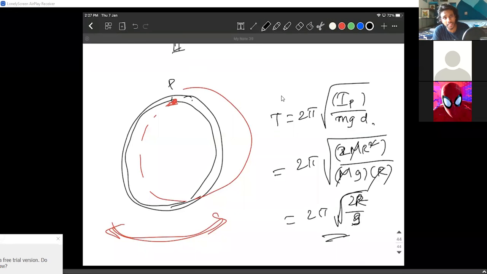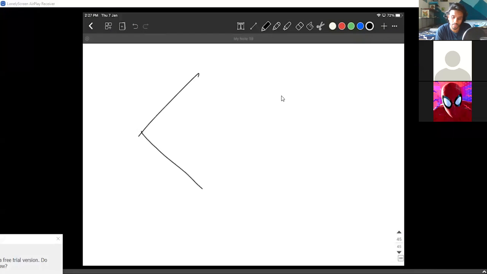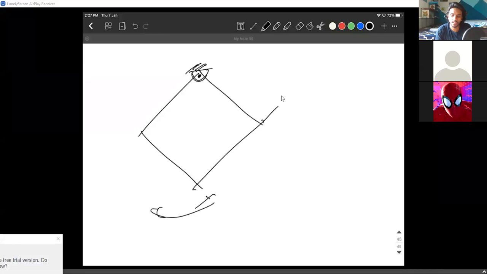There are questions for the disk. There are questions for different bodies, like a squarish plate hanging from one of its corners. Find the time period of this thing. Can somebody immediately give the answer?